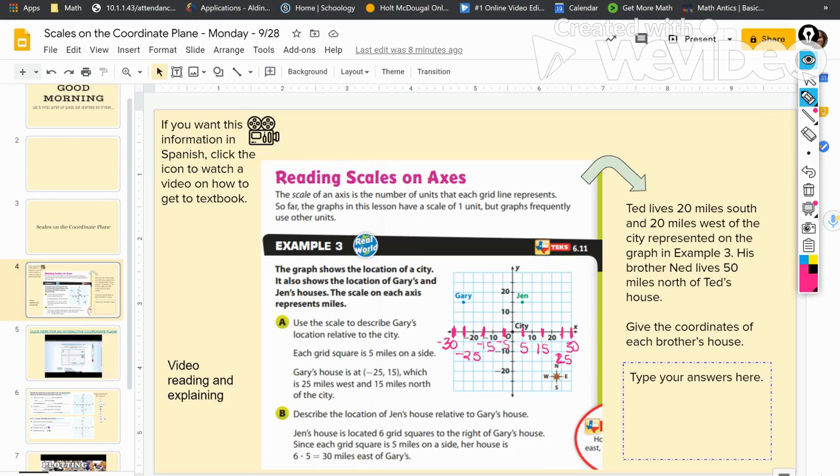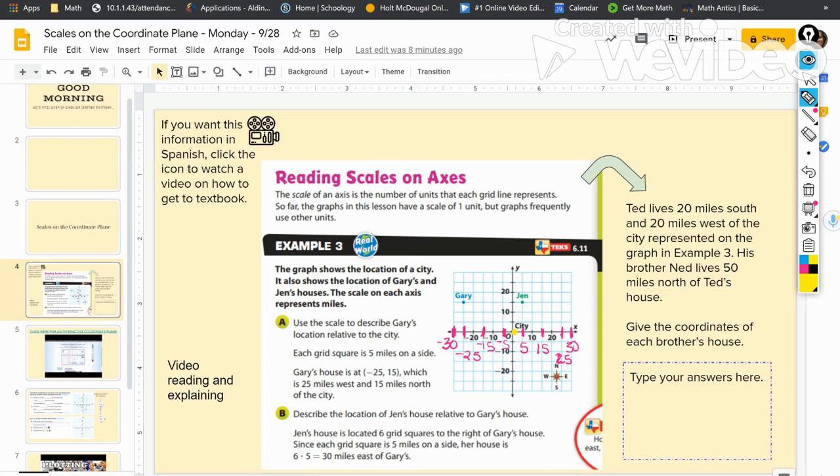Okay, so each grid line square is 5 miles on a side. Gary's house is at (-25, 15), which is 25 miles west and 15 miles north of the city, because the city is at the origin (0, 0). The city's origin is at (0, 0), which is right there in yellow.